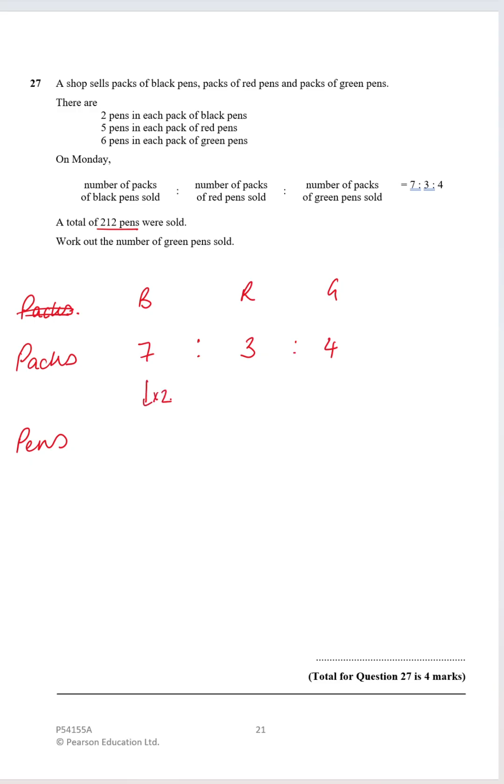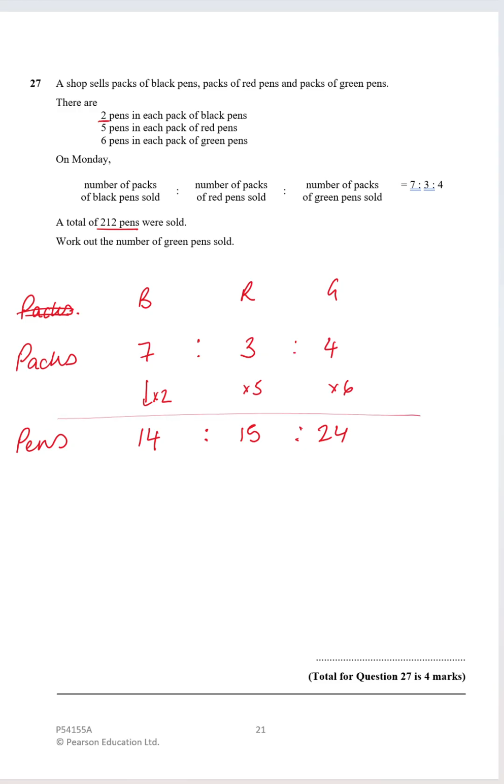So I've multiplied my first one by 2, because there are 2 pens in each black box. So they've sold 14 black pens in that ratio. The red pens, there are 5 in each packet, therefore there are 15 pens that have been sold. The green pens, there are 6 in each packet, therefore there are 24 pens that have been sold. So my ratio for my pens is 14 to 15 to 24.